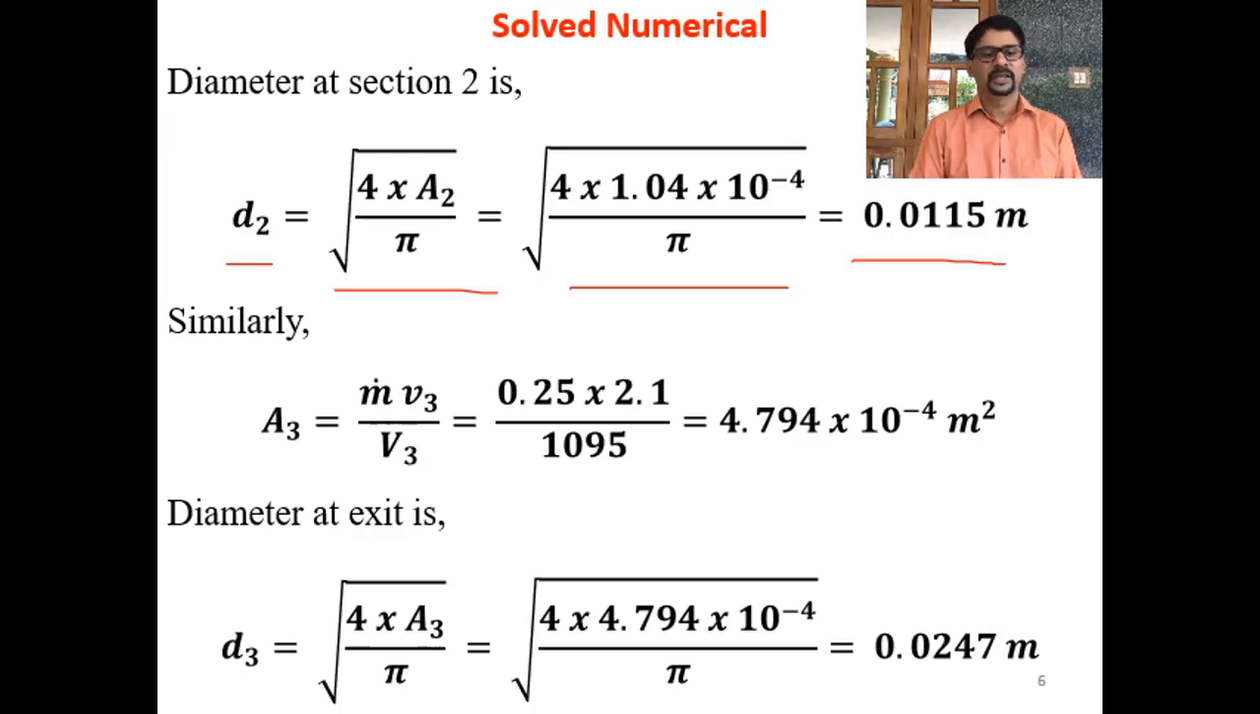Similarly, the area at section 3 or exit is m dot v3 by capital V3. So 0.25 into 2.1 divided by 1095. So you'll get 4.794 into 10 to the power minus 4 meter square. So you also have to find out the diameter at the exit. So use the formula d3 is equal to root of 4 A3 by pi. So 4 into 4.794 into 10 to the minus 4 divided by pi. So you'll get 0.0247 meters. So this is how you have to find out the diameter at any section for the nozzle problems.